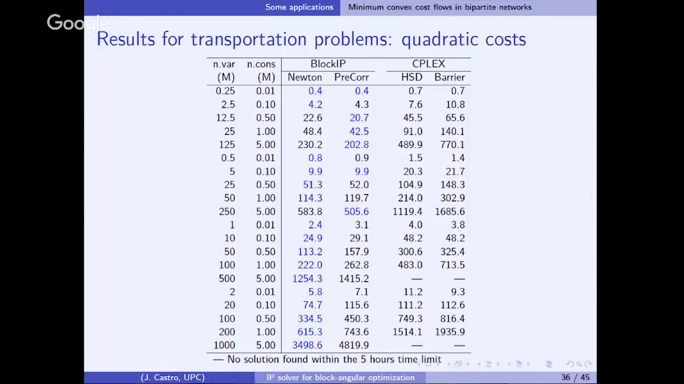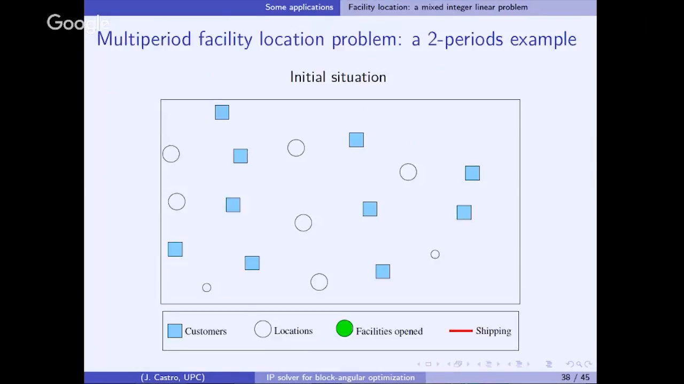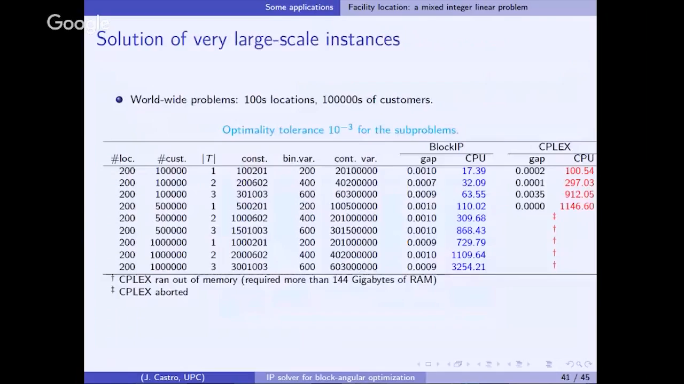We will stop here because the last is an application of facility location. It's a combinatorial optimization, but it's a facility location using Benders decomposition, and the subproblems of Benders decomposition are very similar to this transportation problem. So it's the same idea. I want to skip that application.